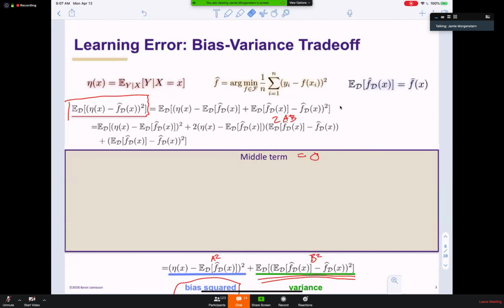Okay, so what were we talking about just a minute ago? We were talking about this nice separation. If we look at the learning error, we can manipulate it into basically two terms.